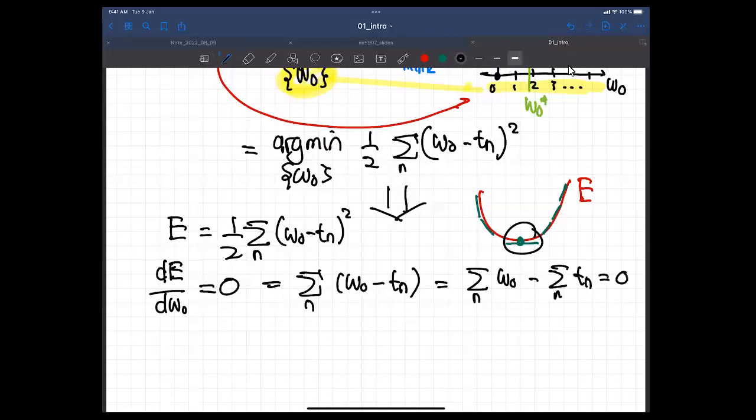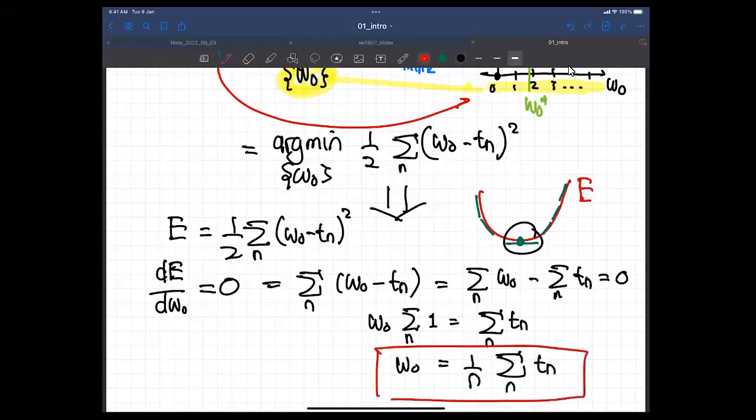It means that W0 times the sum over n of 1 equals the sum over n of Tn. What is the sum of 1 over n? It's n. So W0 equals 1 over n, sum over n, Tn. So this one is your value.